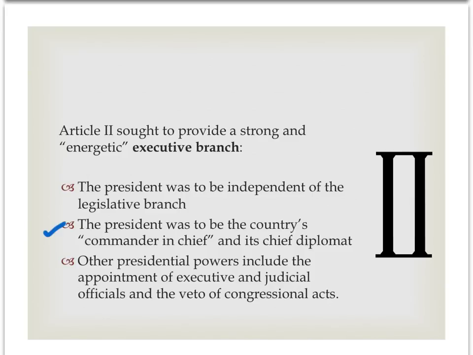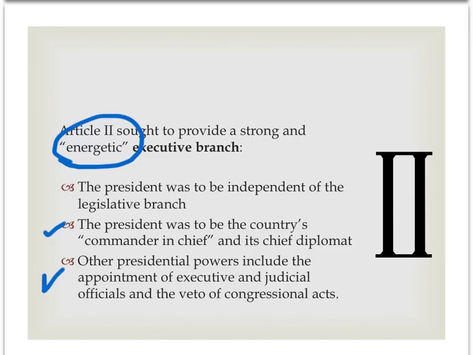For instance, it lists commander-in-chief and chief diplomat. It talks about appointment of officials and veto of congressional acts. Those are very specific powers. But he was to be independent of them. And as Hamilton wrote, they wanted a president who was energetic.